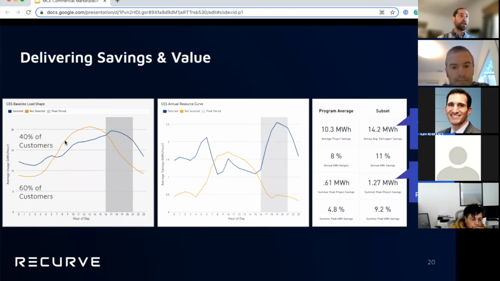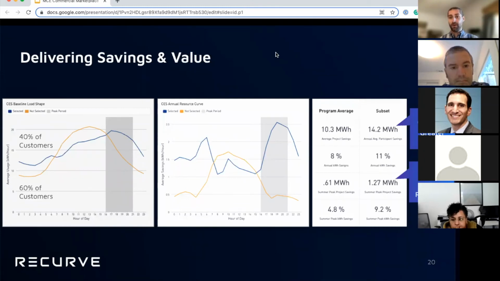And in this left graph, this is the customer average load shape. In this middle graph, you see that this is the savings. This is the resource curve that was generated by projects that were installed at these customer sites. And you can see for these customers in blue, they saved significantly more energy during those peak hours, which is what was being targeted. And this led to 38% more savings in total, and then 2x the savings in peak reduction.